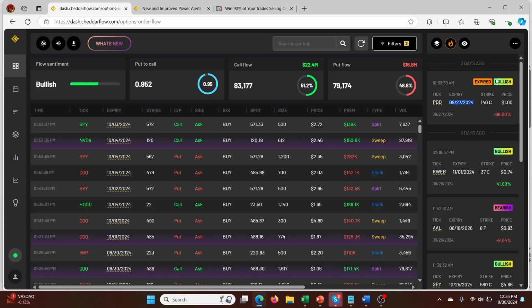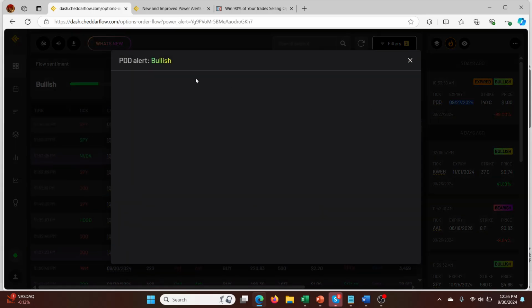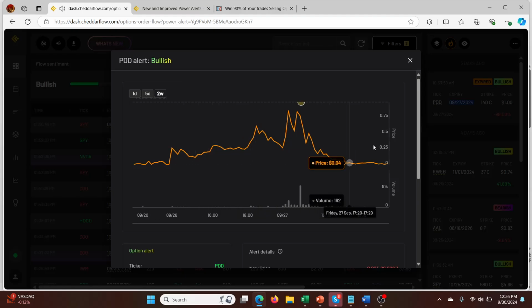It says bullish, which is obviously the direction they were expecting. It gives you the time. And if you click on the ticker, it pops up this box, and you can see what the contracts actually did. The power alert was where this filled-in circle is. You can see it really just decayed down to nothing. So this one was a complete dud.